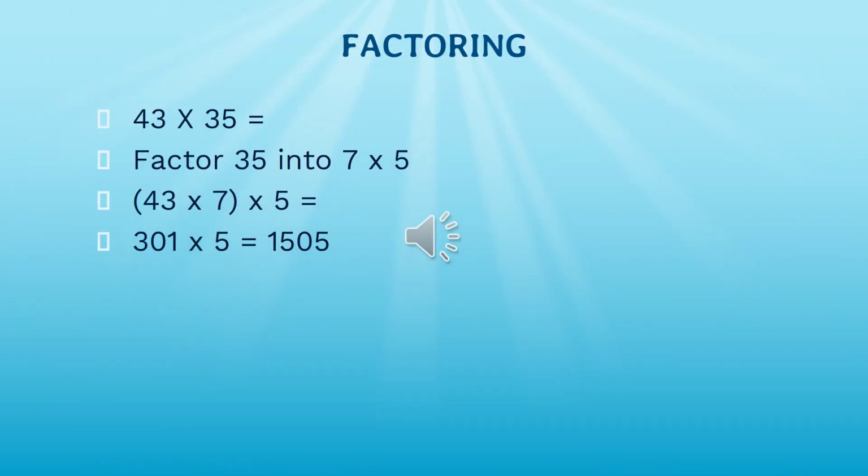At this point, I would like to share with you another technique in multiplication, and this is called the factoring technique. So factoring means you need to break a number into its component factors. Let's show that. Here's an example: 43 times 35. Now 43 is already a prime number. So the factors of 43 are 43 and 1. So I would not do anything with 43, and I'll go directly to 35.